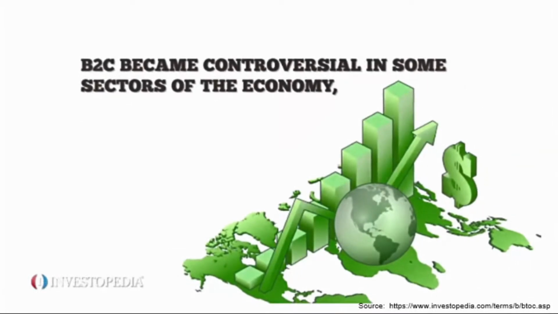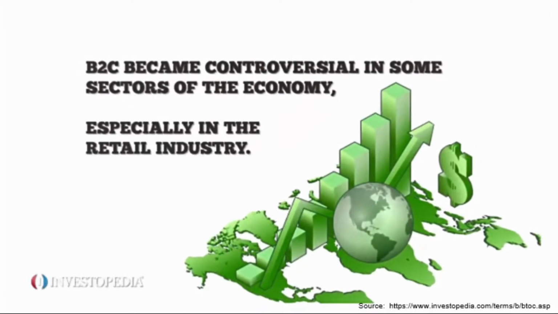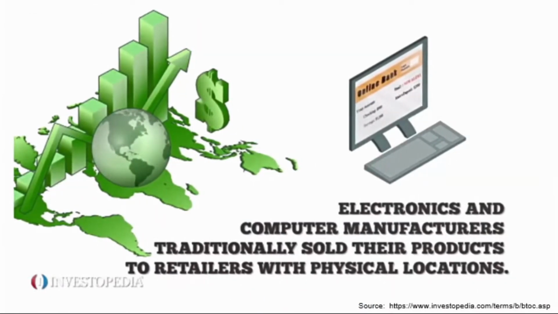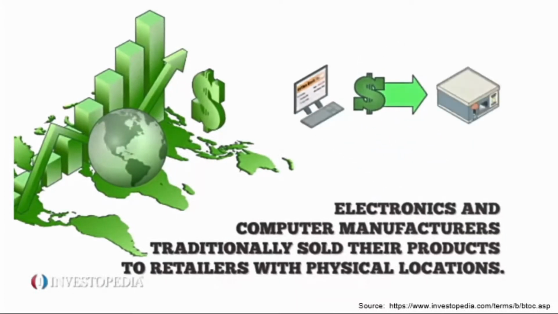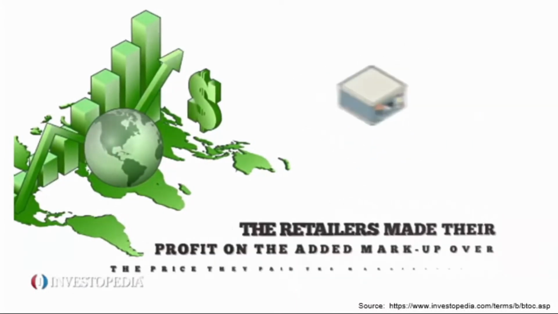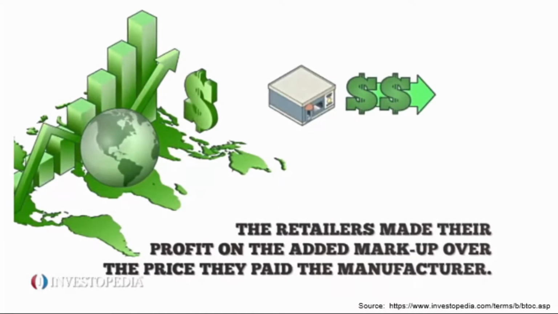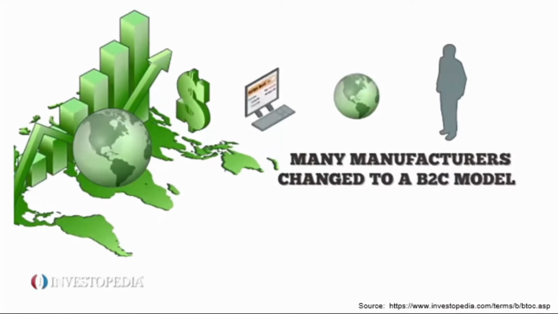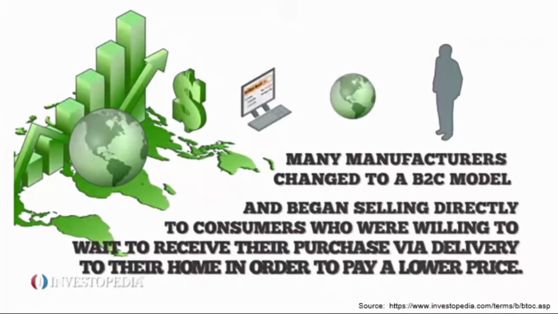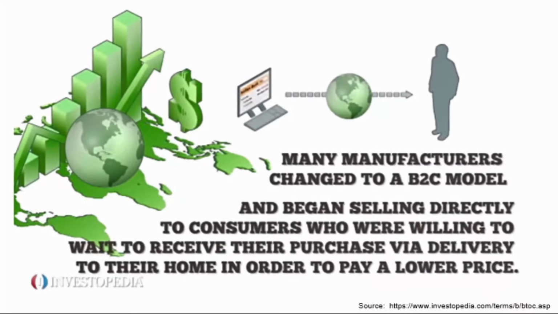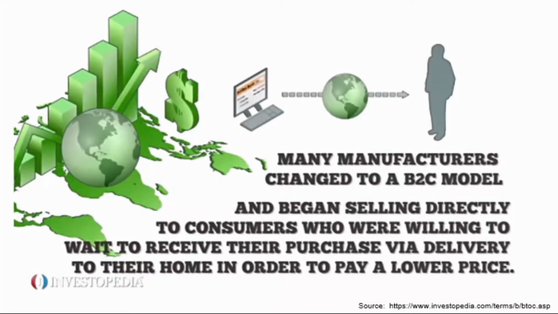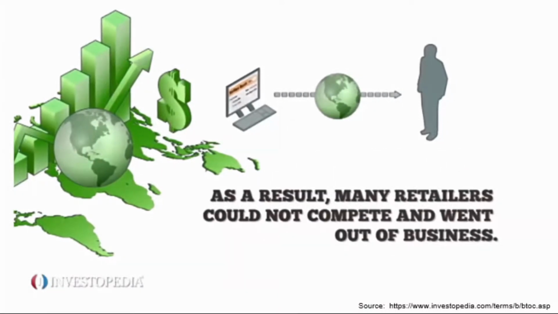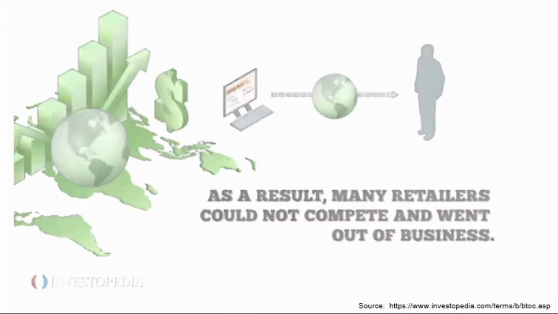B2C became controversial in some sectors of the economy, especially in the retail industry. For instance, electronics and computer manufacturers traditionally sold their products to retailers with physical locations. The retailers made their profit on the added markup over the price they paid the manufacturer. However, with the internet, many manufacturers changed to a B2C model and began selling directly to consumers who were willing to wait to receive their purchase via delivery to their home in order to pay a lower price. As a result, many retailers could not compete and went out of business.